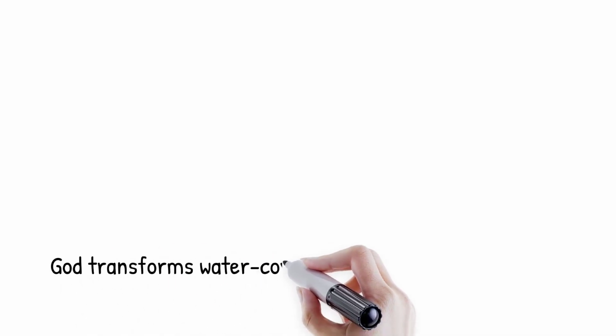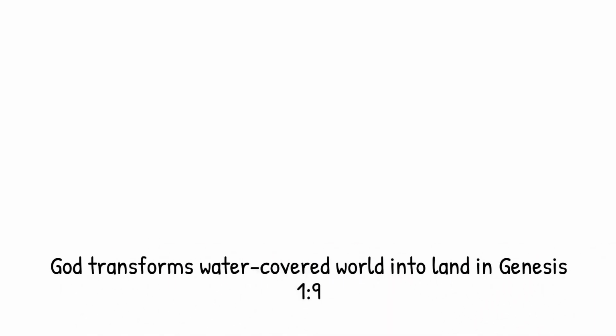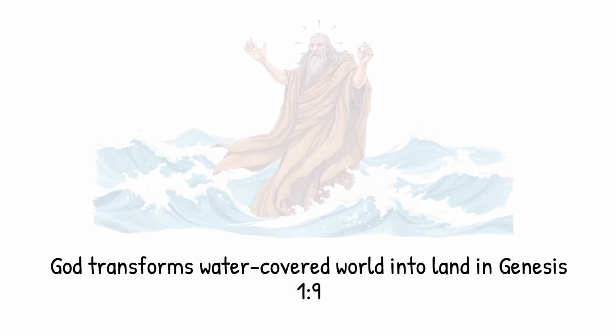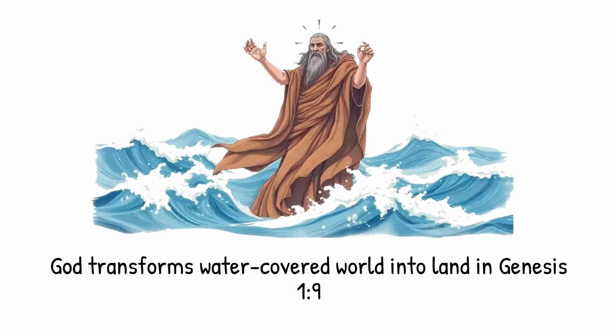Genesis 1:9 shows God transforming a completely water-covered world into a habitable place by setting boundaries for the oceans, allowing solid land to appear. This is a key step in moving creation from chaos and formlessness into order and structure, where life can thrive.